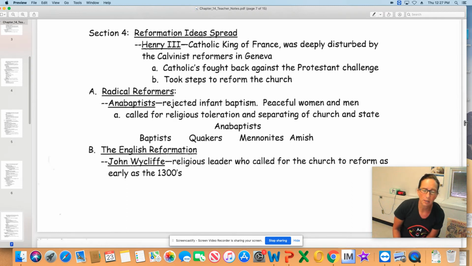Radical reformers, other groups that are going to split away, you're going to have the Anabaptists. They're going to reject infant baptism. So you have the initial split is Martin Luther, then you have John Calvin, then eventually you'll have the Anabaptists. Anabaptists believe in baptism when you're older. So those of you that are of the Baptist denomination, you're baptized when you're older. So Anabaptists reject infant baptism. Peaceful women and men, they called for religious toleration. They called for separation of church and state, which is what we have today in America.